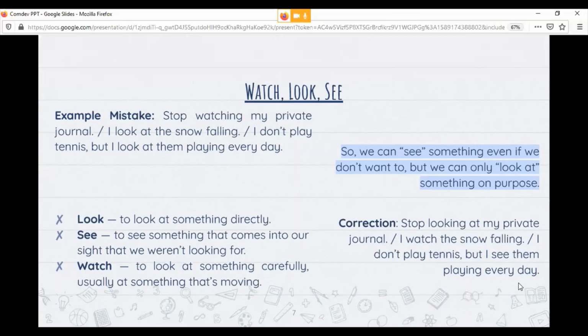I watch the snow falling. We use it because it's moving and we look at them with intent. I don't play tennis, but I see them playing every day. We see it on sight, even though we aren't currently looking for it.